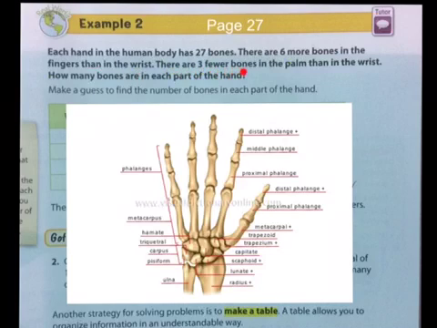There are 3 fewer bones in the palm than in the wrist. How many bones are in each part of the hand? Okay, so here's an anatomy picture of the skeletal hand. Here are all the names. This is just something I found online to share with you.